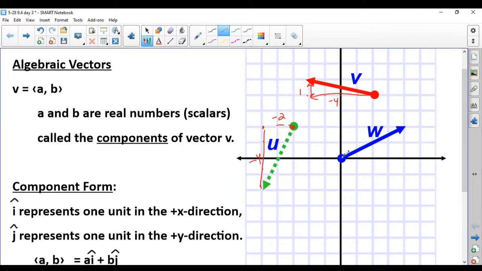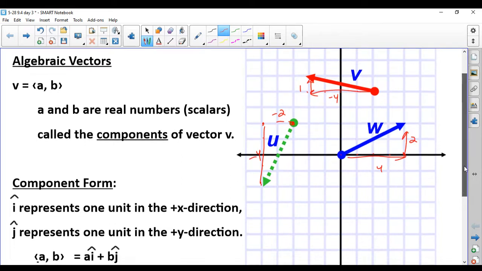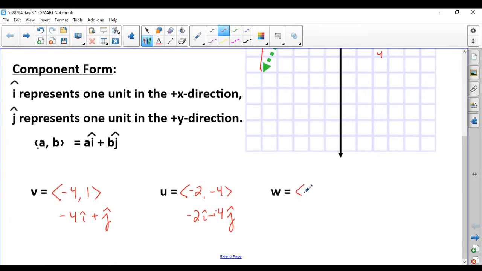w goes 1, 2, 3, 4 to the right, and then up 2. So it has positive x and y components. It goes 4 to the right and 2 up. 4 i hat plus 2 j hat. The algebraic form allows us to do calculations more quickly.